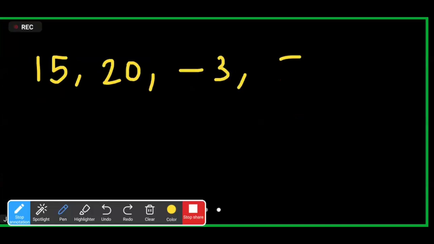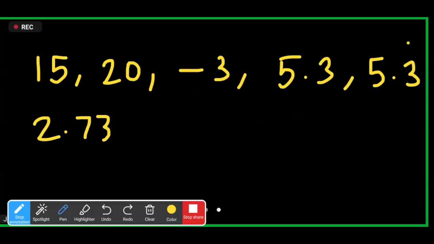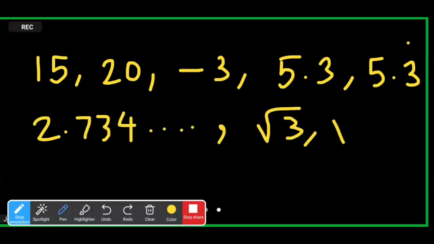Okay, let's do some examples. You do it yourself. Suppose you have 15, 20, -3, 5.3, 5.3 dot, 2.734 dot dot dot, root over 3, then root over 4. Please identify the rational and irrational numbers and comment in the box.